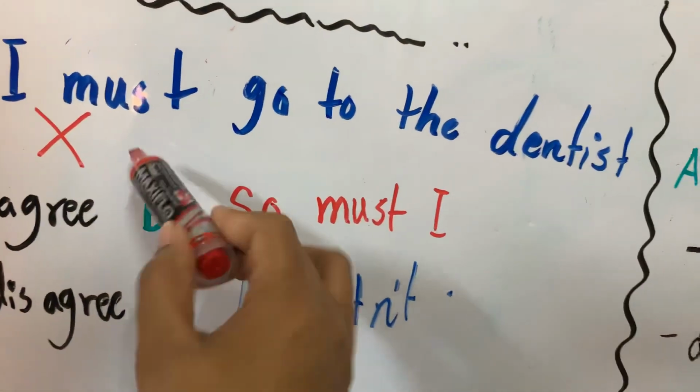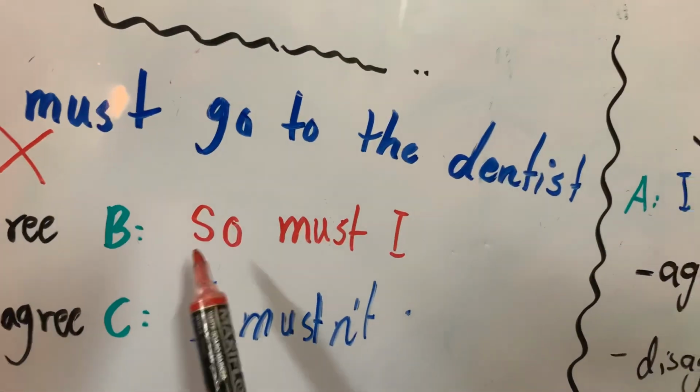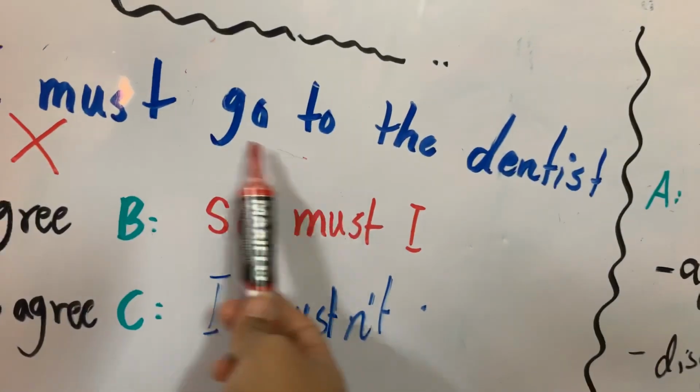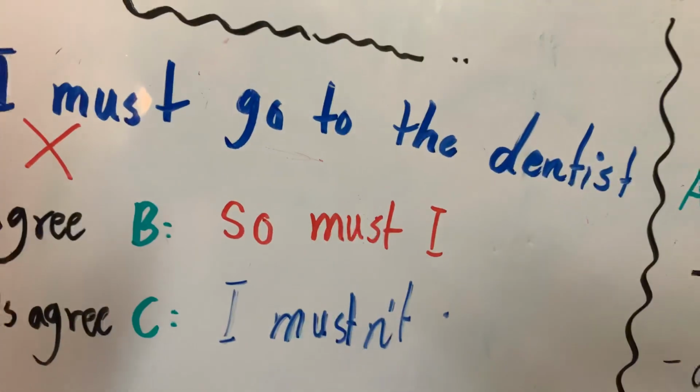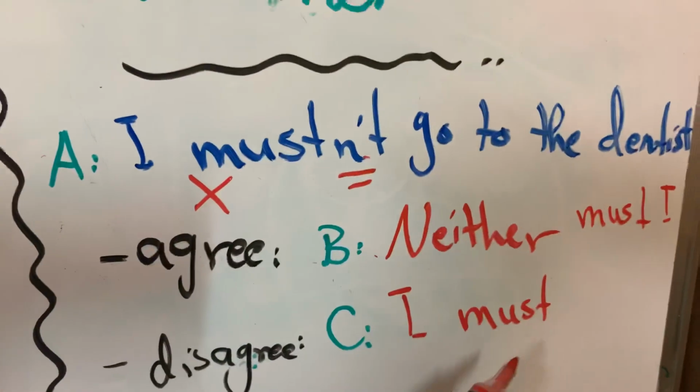If he agrees and the sentence is affirmative, we will use "so." So, and then exchange them: the helping verb, not the main verb "go," the helping verb. "So must I." Okay? And here, "I mustn't go to the dentist."